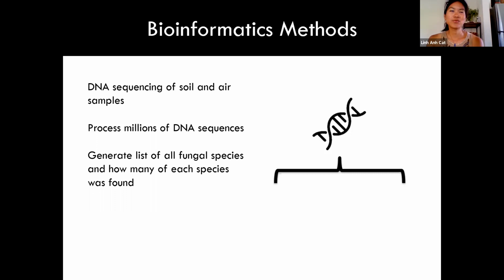And this work is all done on the computer. For context, I definitely did not print out a million spreadsheets with DNA sequences and identify them. We have great programs and coding systems you can use to do this in a manageable way. And what that gives you is a list of all the fungal species that are in your samples, how many of each species were found, and then in which samples you found them.